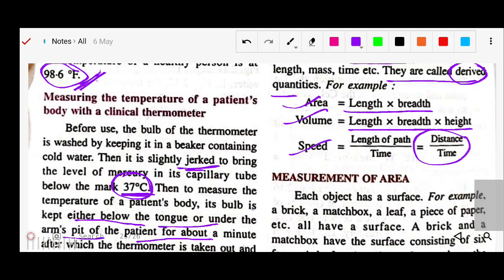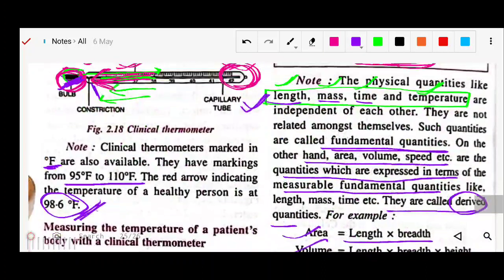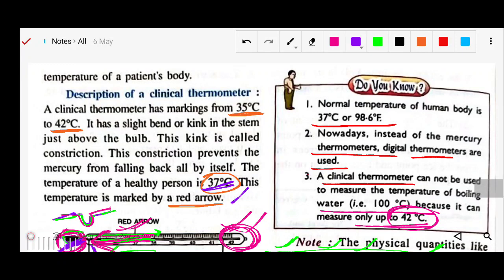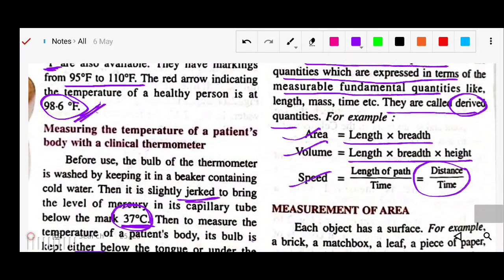Then also see the construction of the mercury thermometer, and what the name of each part is. This is the bulb, constriction, red arrow, capillary tube. All these terms you have to learn, and remember these facts. So go through this chapter, okay.